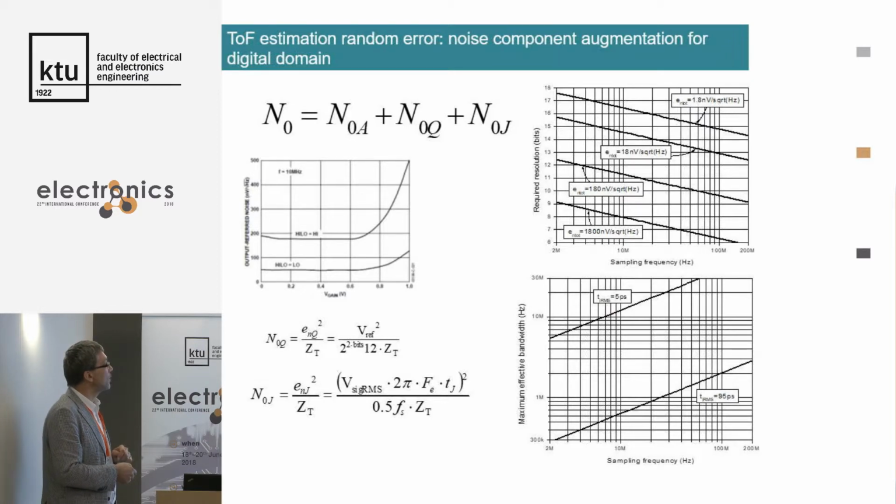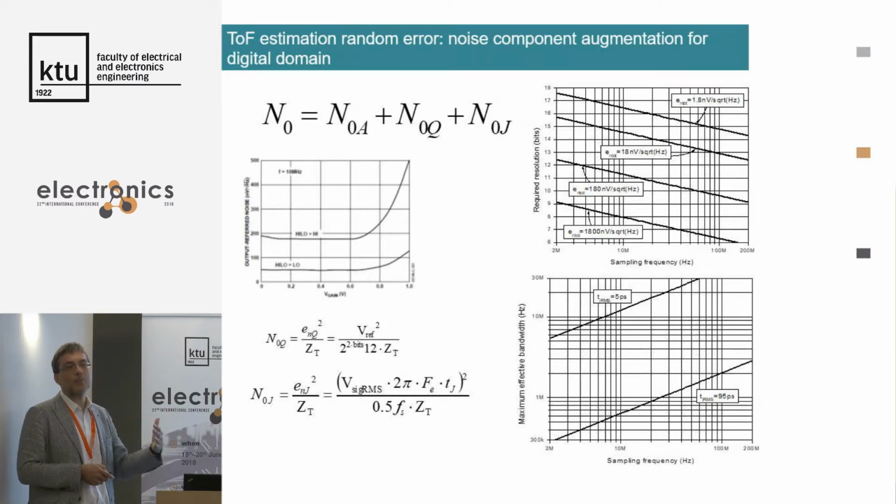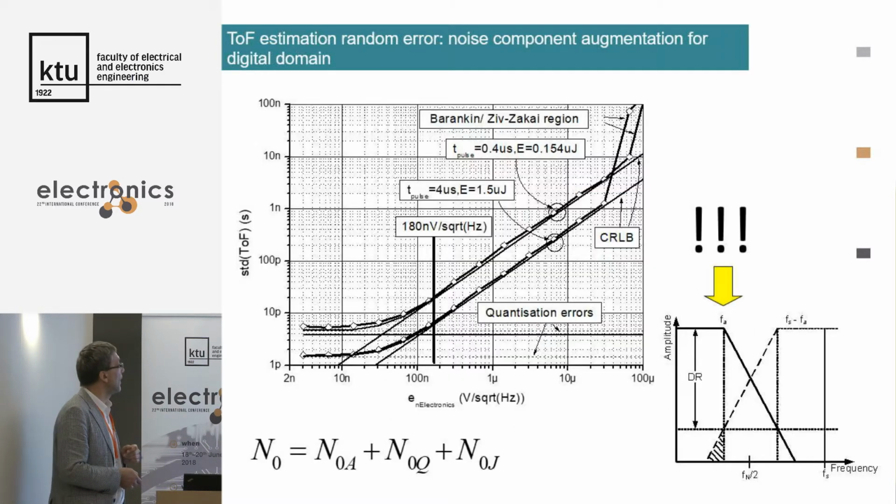So the noise power spectral density is of course mainly dominated by analog noise, but the quantization noise prevails if you haven't selected enough AD converter bits, and there is jitter noise, which is the noise of your oscillator, that is, how tight the frequency stability of your oscillator is.